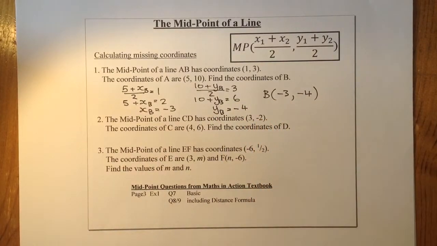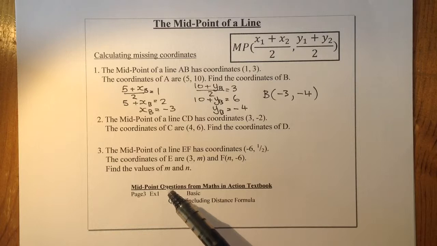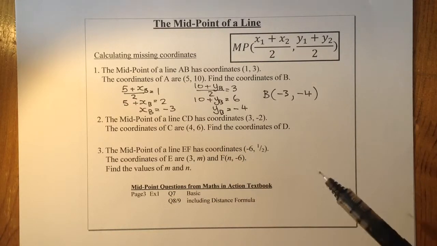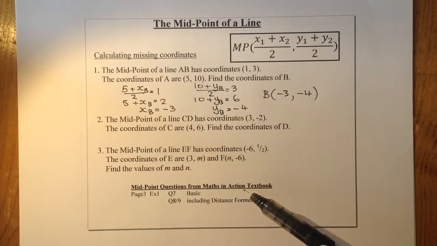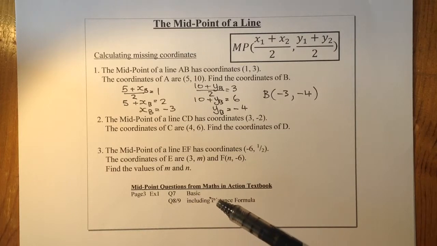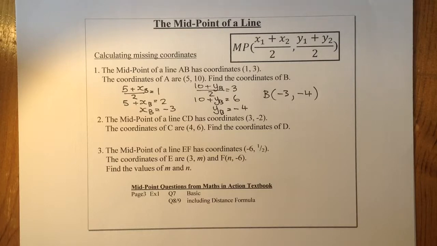I can check that by plugging these numbers back into the midpoint formula to make sure I get the midpoint of the line. Okay, so if you can try questions 2 and 3, I'll give you the answers in just a second, so freeze the video and do that work. There are some further questions in the Maths in Action textbook. Page 3, exercise 1, question 7 is some basic work for midpoint, and 8 and 9 include the distance formula. So try them. I'll give you the answers for questions 2 and 3.